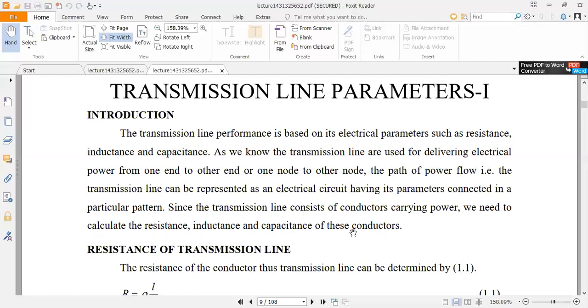But here we only consider one type of conductor. I will consider only a solid type of conductor first. Then we start the single phase transmission line, and then the three phase transmission line. My next topic is the resistance of the transmission line, that is the resistance of solid conductors.